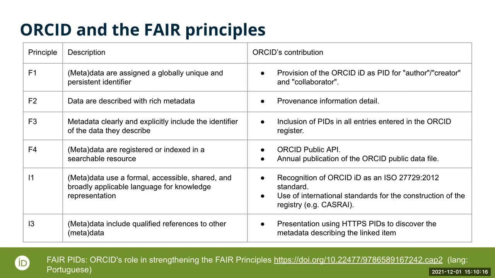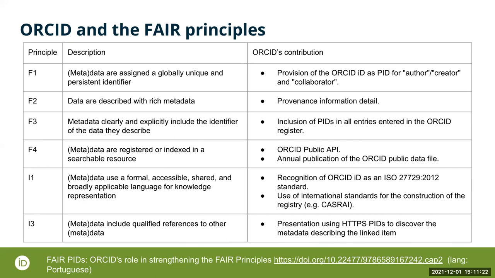The other one is that data are described with rich metadata, so that we have as many metadata as we can, but also that these metadata are complete and that we have information about the provenance of these metadata. And if you have seen the ORCID record, you will see that every single entry has this part, source, and then a name. It can be your name if you have entered that information manually, or it can be an organization's name, for example, Crossref or University of Bristol. This means that Crossref or the University of Bristol have added that information, but we have these provenance details. So another FAIR principle is that the metadata clearly and explicitly include the identifier of the data they describe.